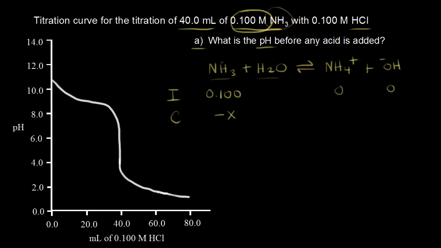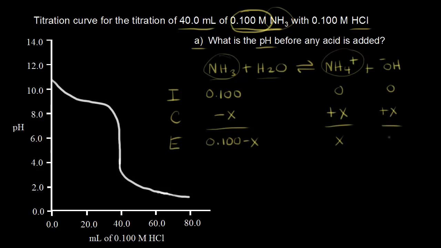And since that concentration of ammonia, NH3, turns into NH4 plus, whatever we lose for ammonia, we gain for ammonium, right? So we write a plus X over here. So we're going to gain a concentration of ammonium, and we would gain the same concentration of hydroxide. So at equilibrium, our concentration of ammonia is going to be 0.1 minus X. For ammonium, it would be X, and for hydroxide, it would also be X.